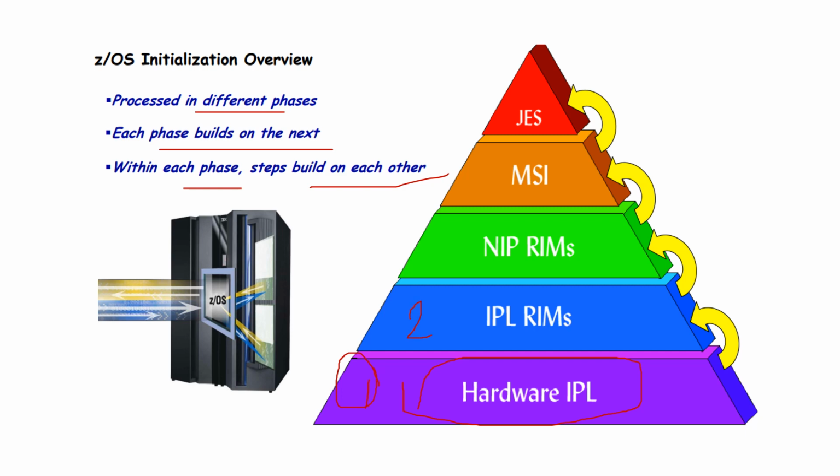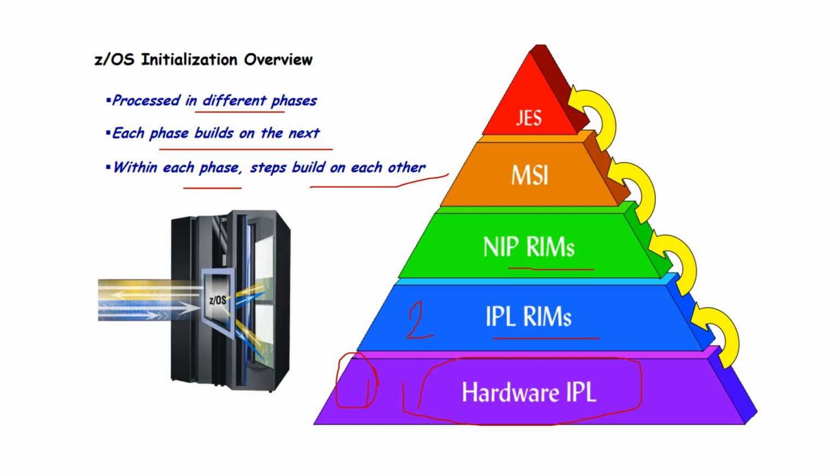Step 2, we have the IPL RIMs. IRIMs, IPL resource initialization modules: the IRIM phase makes the environment ready to load the operating system to real storage. Next we have the NIP RIMs, the nucleus initialization phase. This is the phase when the operating system is actually loaded. When we say the nucleus is loaded, that means we will not load the entire operating system into real storage, but only a central part of the operating system, called the nucleus, is loaded in this phase.